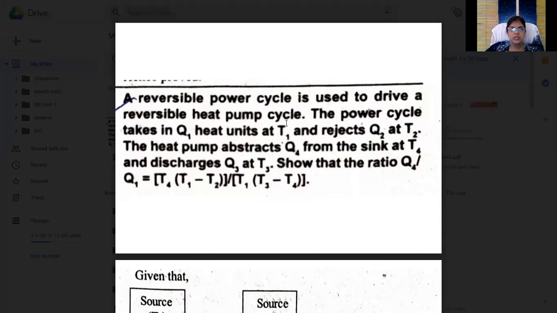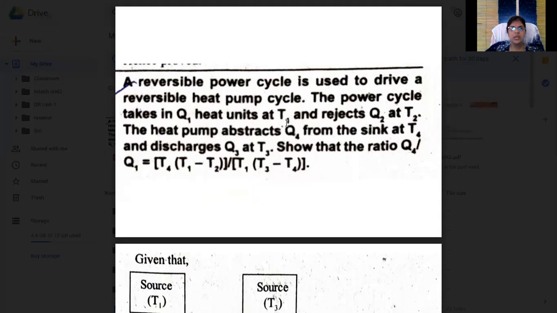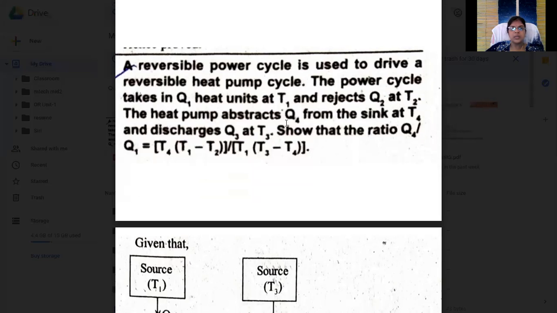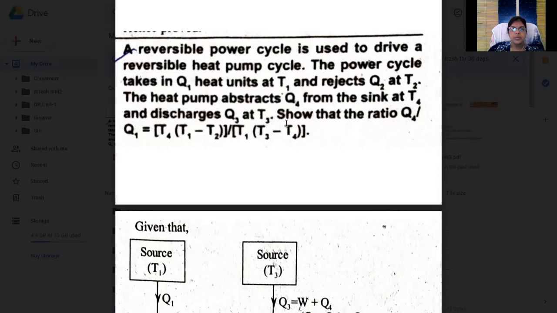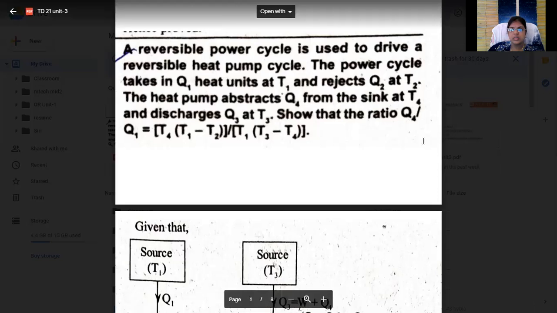So here the problem is given like that. A reversible power cycle is used to drive a reversible heat pump cycle. The power cycle takes in Q1 heat units at T1 and rejects Q2 at T2. The heat pump abstracts Q4 from the sink at T4 and discharges Q3 at T3. Show that the ratio Q4 by Q1. So we have to show that here in the form.